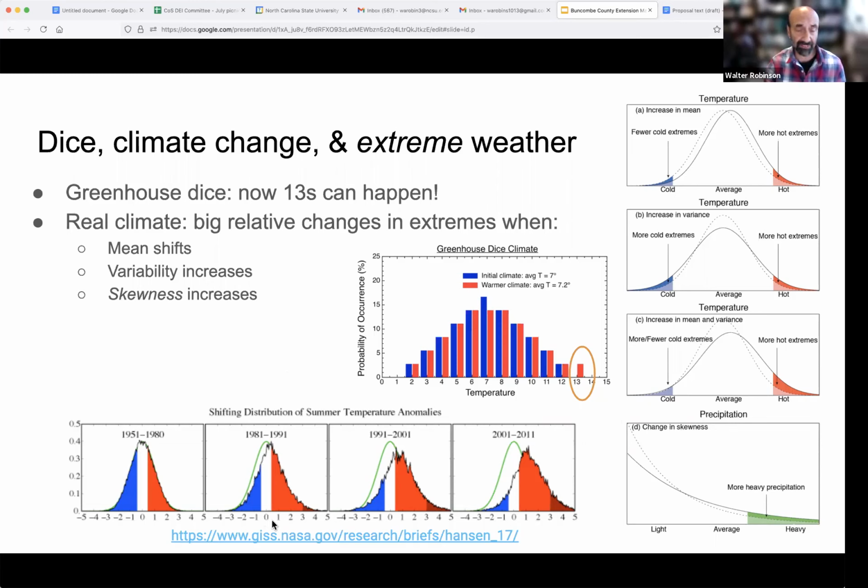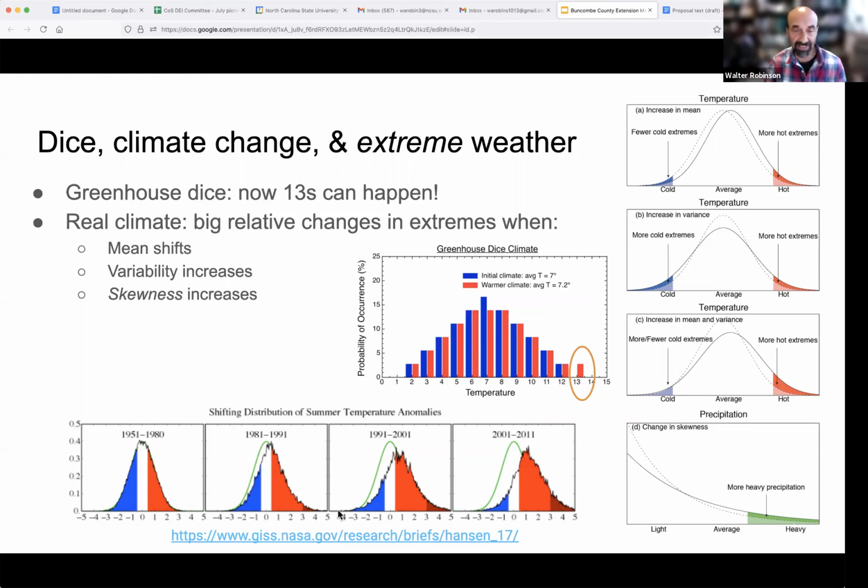This is again work done at NASA, taking average summer temperatures, the distribution for different places around the Northern Hemisphere. This was the mean from 1951 to 1980, used as the baseline. And then you see the shifts with various decades. This only goes up to 2001 to 2011 because that's when the work was published. You see this shift, and the big shift in the distribution is happening at the extremes.